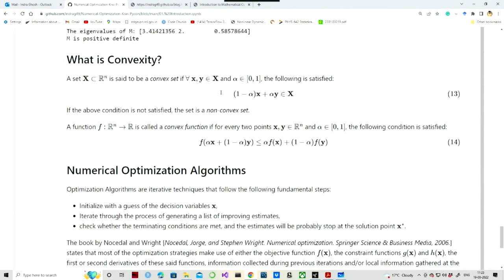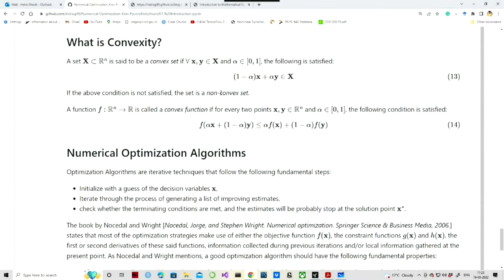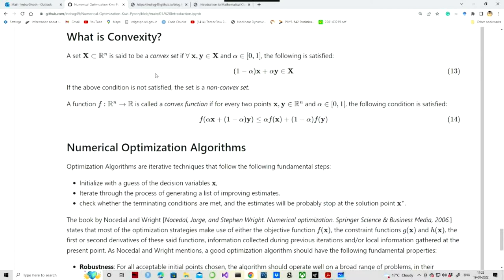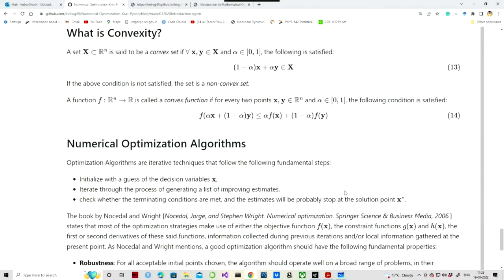Then convexity. I think it's all right if I don't mention it here. OK, I'll do that. A set X is called a convex set if, for two vectors x and y which lie in this set X, and for a scalar value alpha which lies between 0 and 1, the following equation is maintained. The concept of convexity is used extensively in very complicated optimization algorithms. So you can check this out later. But yeah, I'll just keep it for now.